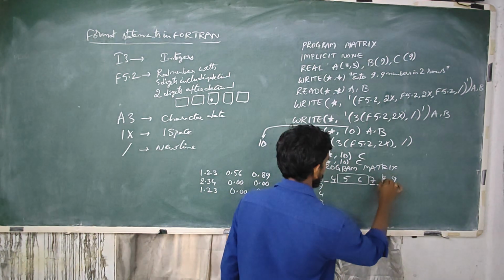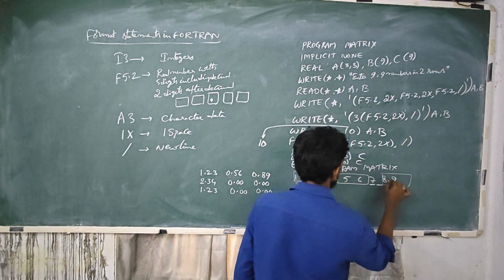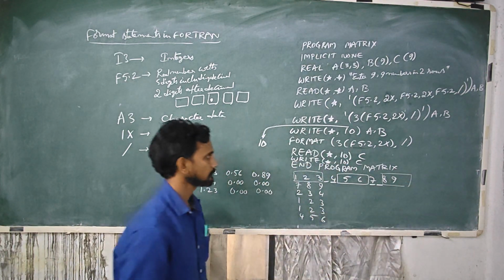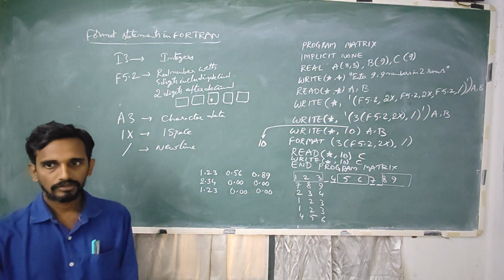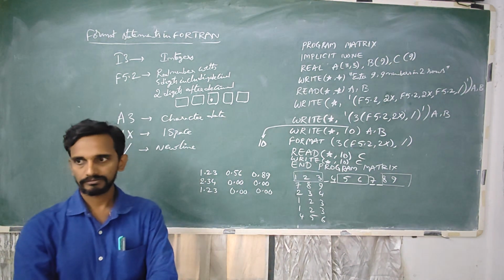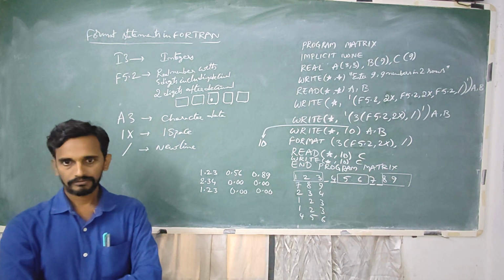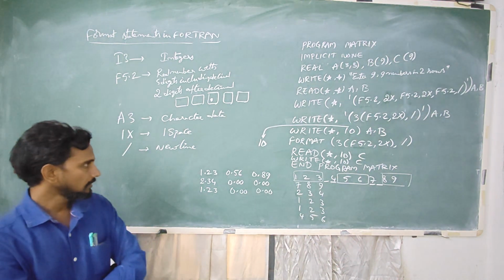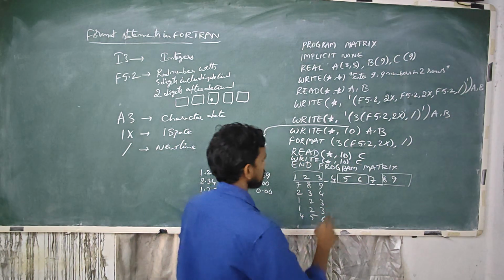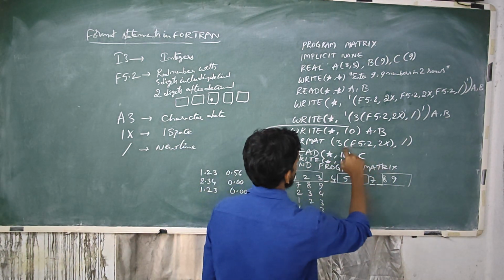Then 5.2. 1, 2, 3, 4, 5. 2 blank spaces. So it is read as 0.89. Okay. So that is about line 1. So this entire process should be repeated 3 times.